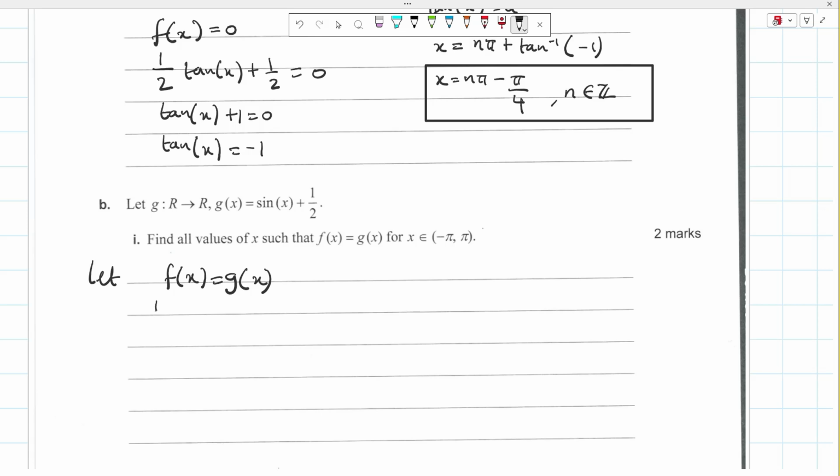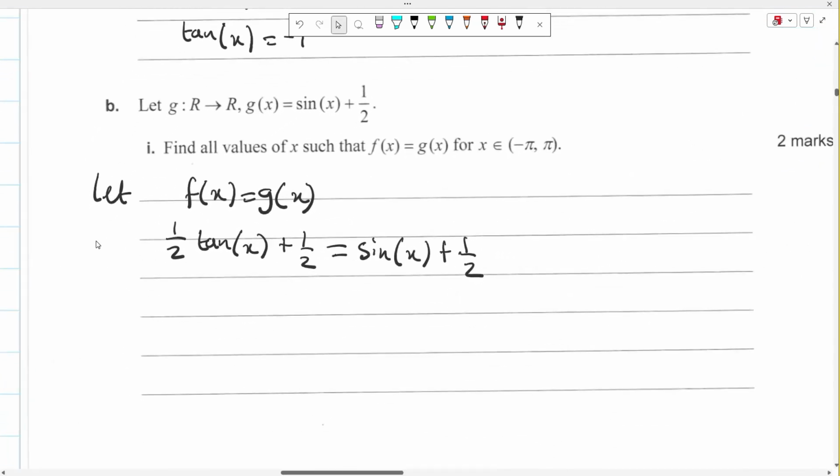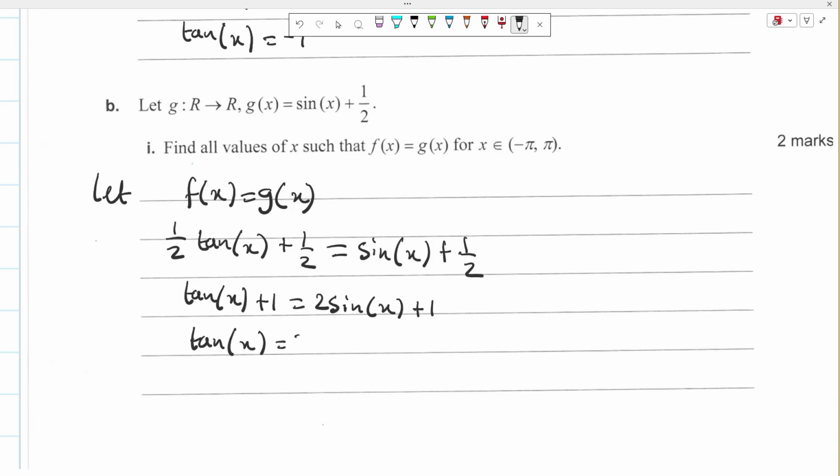Now, f of x is half tan of x plus a half, and g of x is just sine of x plus a half. Right, so we can multiply both sides by 2. So tan of x plus 1 is equal to 2 sine of x plus 1. The plus 1 and the plus 1 cancel out, so we get tan of x is equal to 2 sine of x.